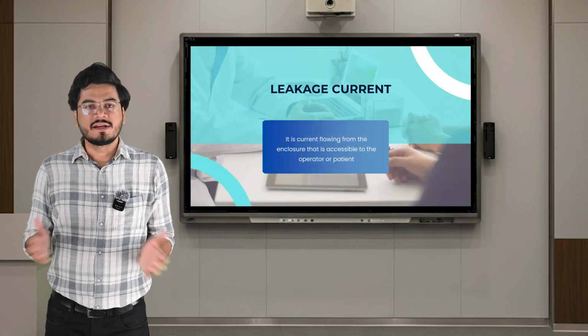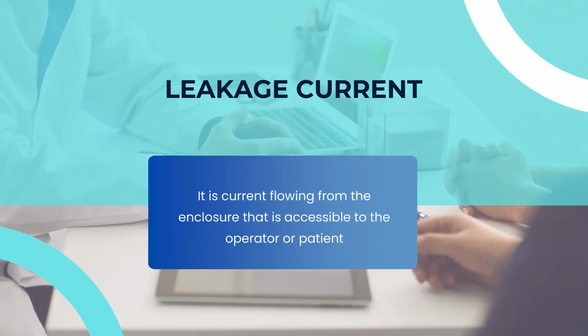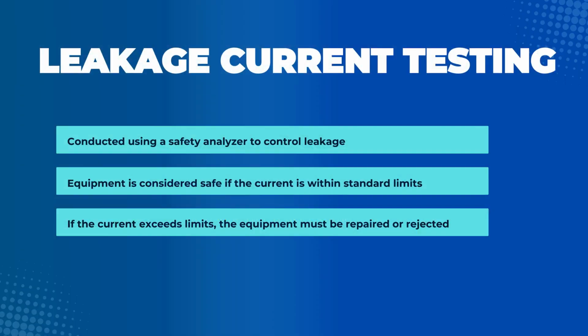So what is leakage current? Leakage current is a small flow of current that escapes from equipment to ground or to the body. Some leakage is unavoidable, but too much is unsafe. Leakage current testing: to control leakage, we test with the safety analyzer. If the current is within standard limits, it's safe. If not, the equipment must be repaired or rejected.